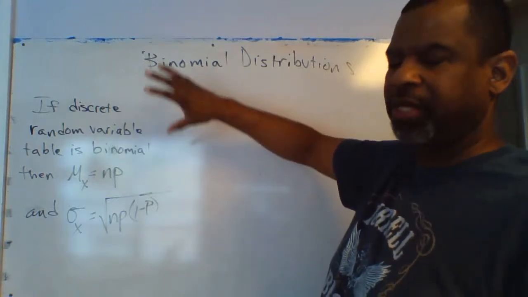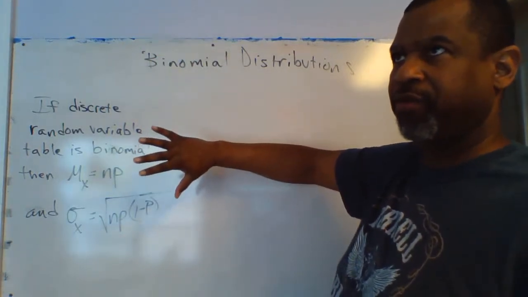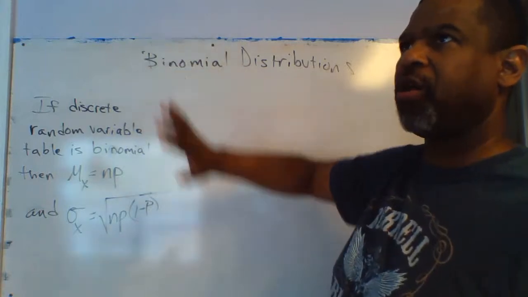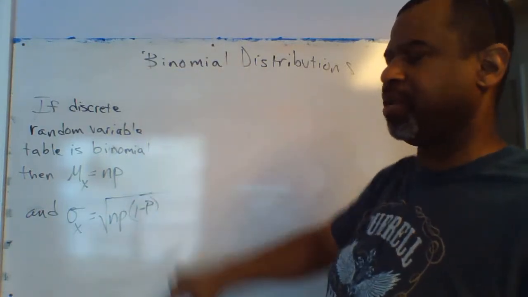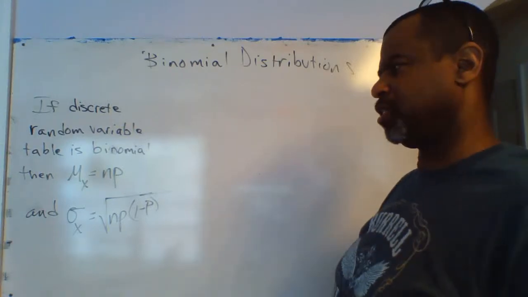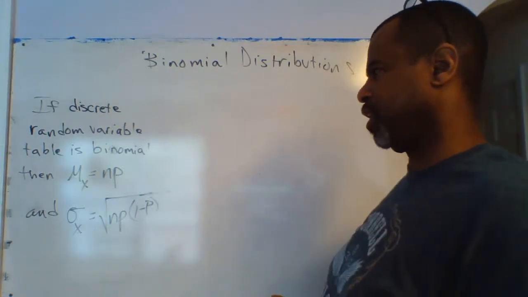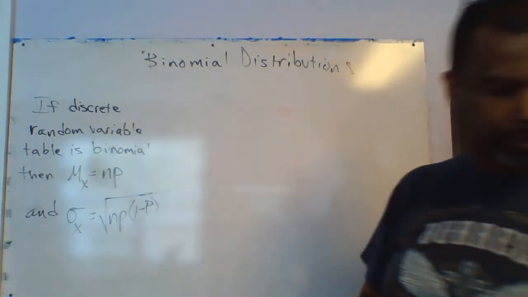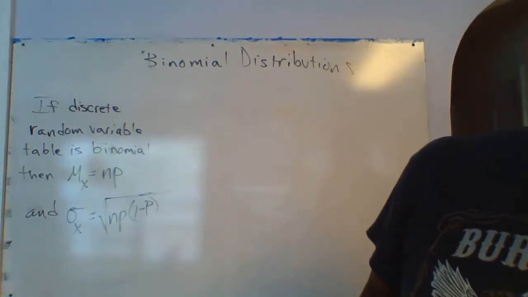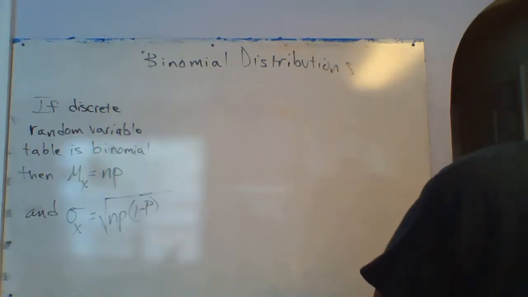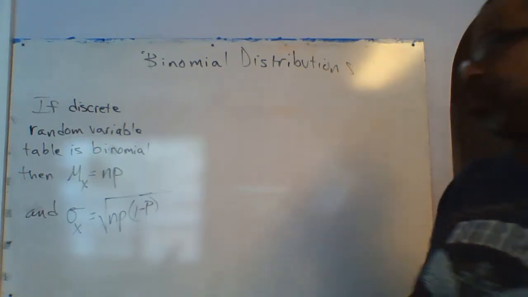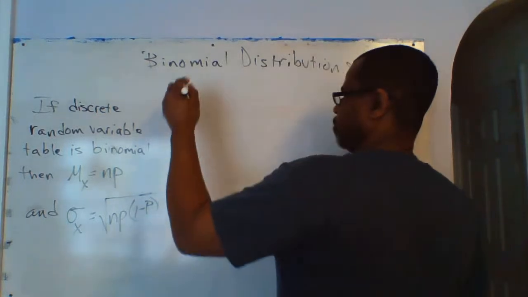Again, yesterday when we did the discrete random variable table, we did it the long way, but if it's binomial, we can always use this to find the expected mean and expected standard deviation. Now we're going to talk about the 10% condition rule.